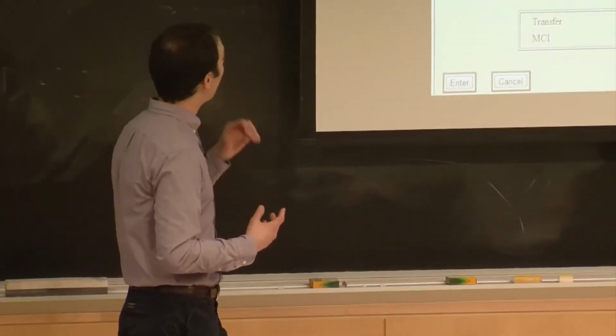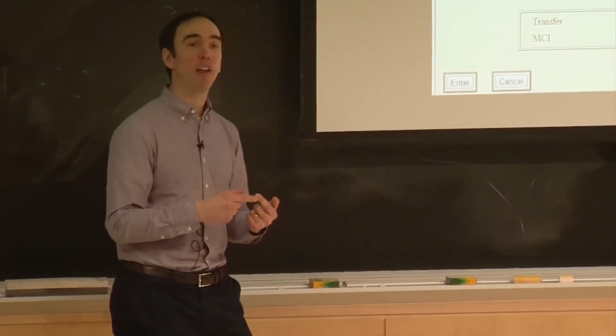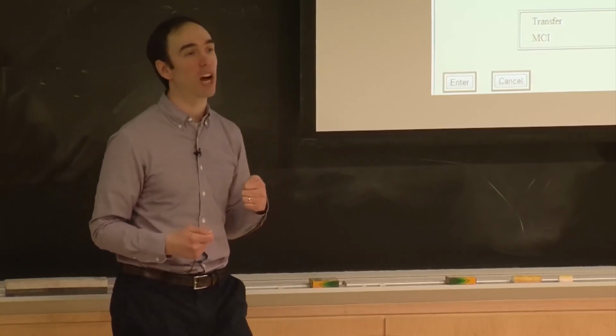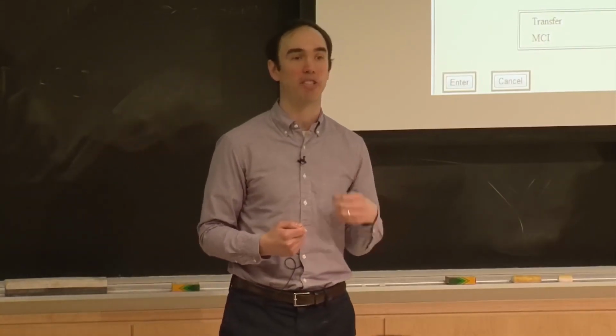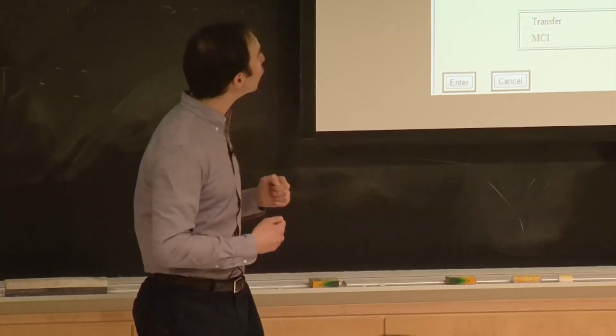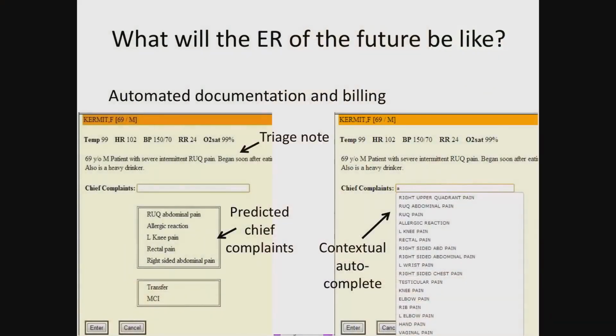So for example, we changed the workflow altogether. Rather than the chief complaint being the first thing that the triage nurse assigns when the patient comes in, it's the last thing. First, the nurse takes the vital signs: patient's temperature, heart rate, blood pressure, respiratory rate, and oxygen saturation. They talk to the patient. They write up a 10-word or 30-word note about what's going on with the patient. Here it says, 69-year-old male patient with severe intermittent right upper quadrant pain, begins soon after eating, also is a heavy drinker. So quite a bit of information in that.